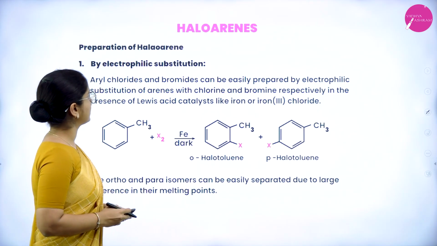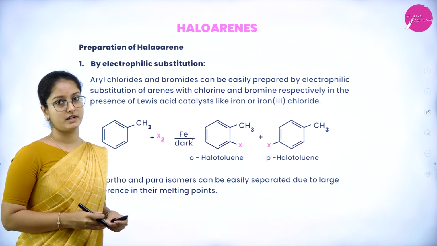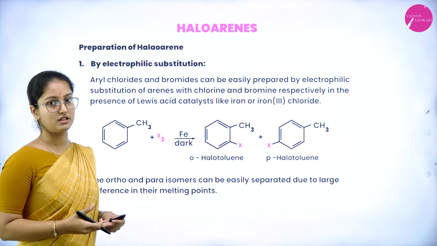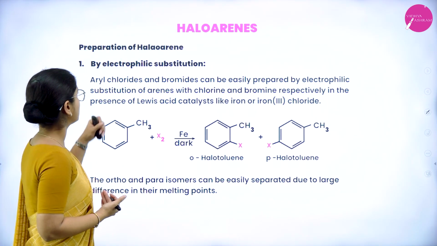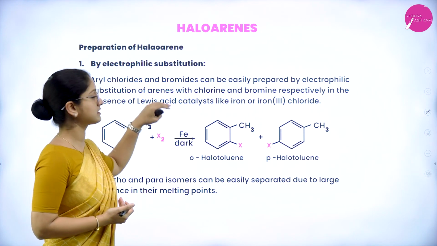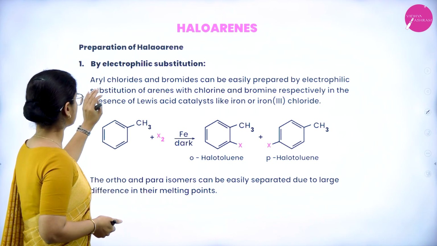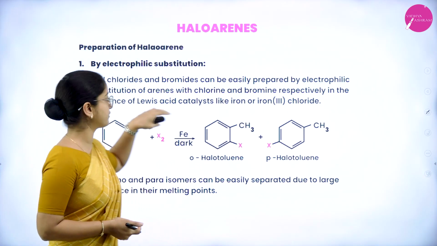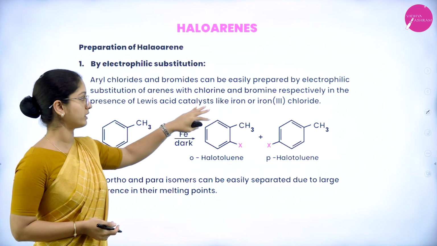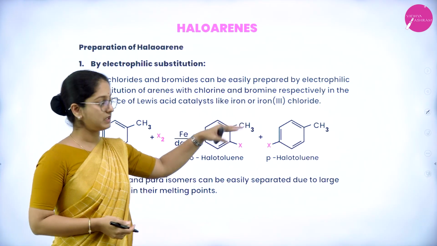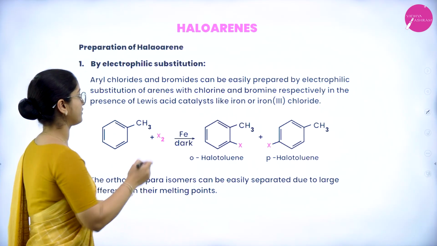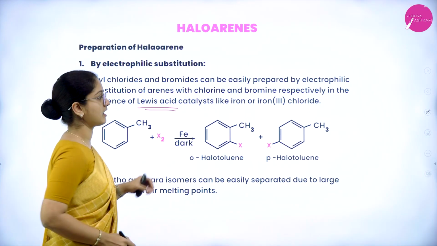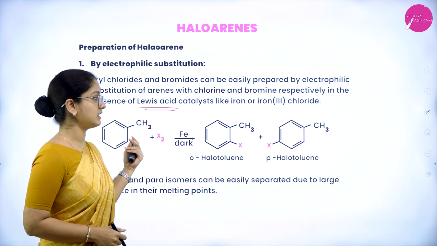So how are we able to prepare haloarenes using different compounds? Let us see one by one. So the first step is electrophilic substitution reaction. Aryl chlorides and bromides can be easily prepared by electrophilic substitution of arenes with chlorine and bromine respectively in the presence of a Lewis acid catalyst like iron or iron 3 chloride.